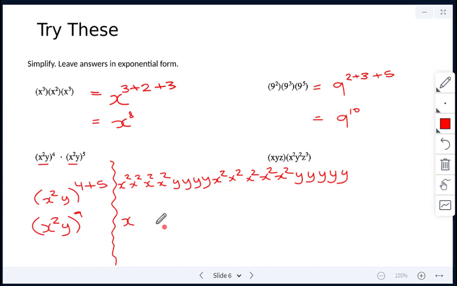Now if we were to further simplify, we would add all of our bases that have x. So we would end up with 2 plus 2 plus 2 plus 2, and then plus all of these ones as well. So 2, 4, 6, 8, 10, 12, 14, 16, 18. So that would become x to the power of 18. And then y, we would count all our y's: 1, 2, 3, 4, 5, 6, 7, 8, 9. Because we've just learned the product law, you could have left your answer like this, but fully simplified, it would look like this.